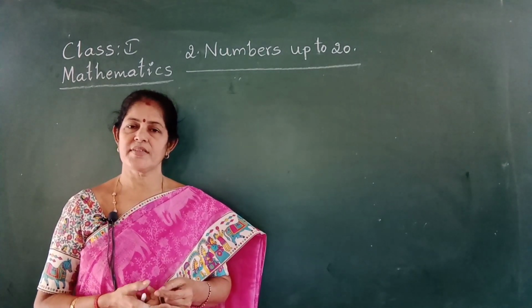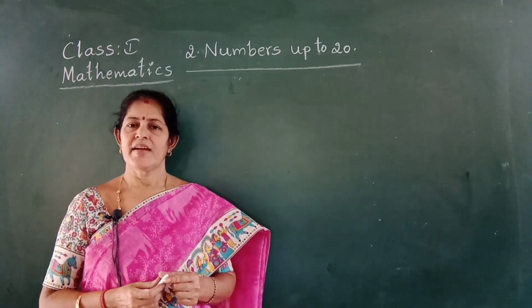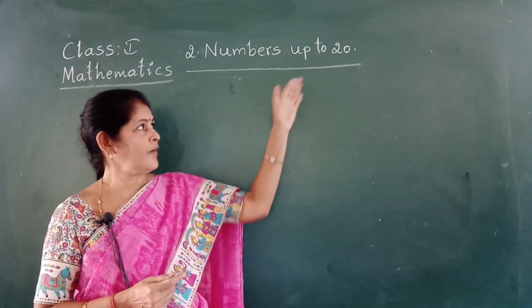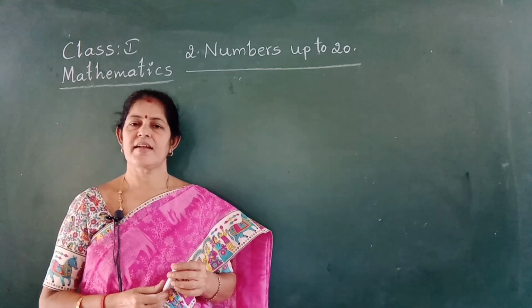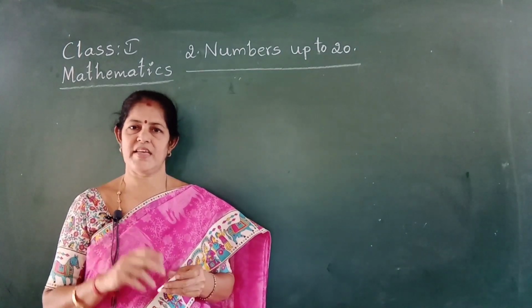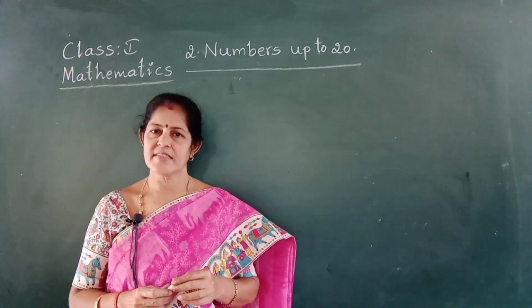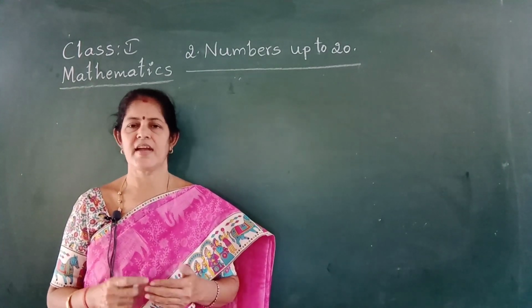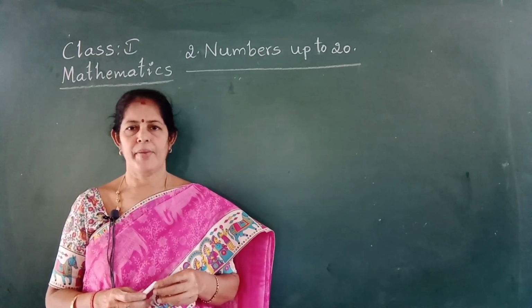1 to 9 numbers are called 1 digit numbers. 10 is the first 2 digit number, and 10 to 20 numbers are 2 digit numbers. 2 digit means that number having 2 places. That is going to place value. Yes or no? Tens and ones. How many tens and how many ones in the given number? That is going to place value.